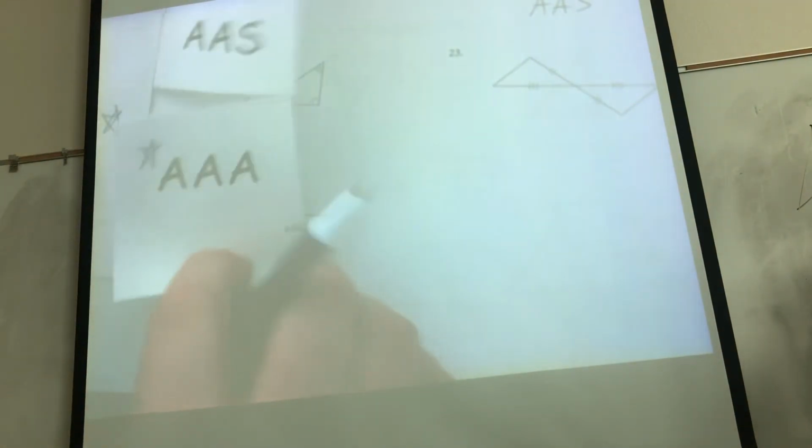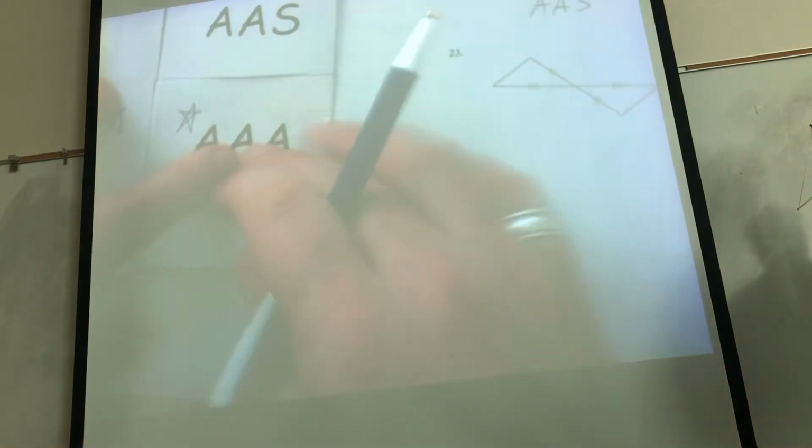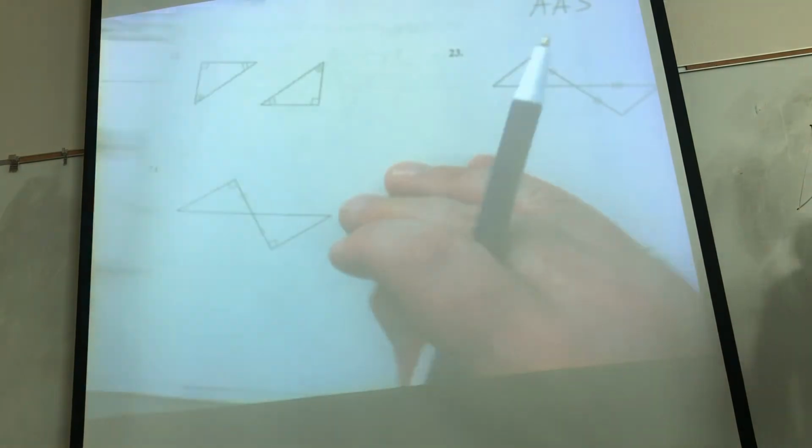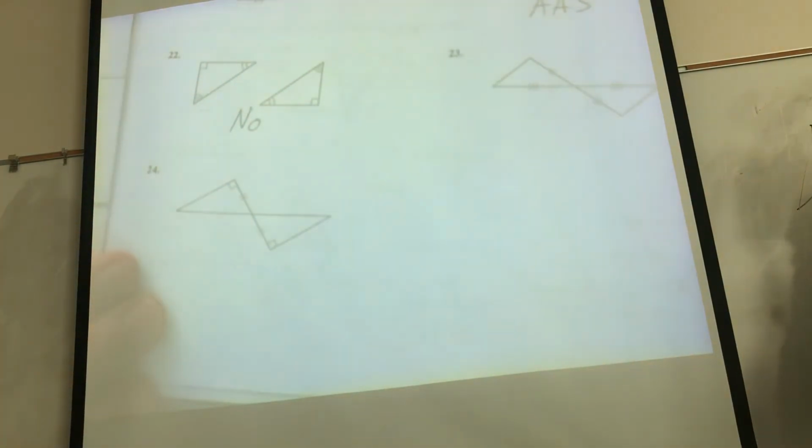On these right here, on number 22, we have angle, angle, angle. It's one of the ones that is a special case. They're not necessarily congruent. They will be similar triangles, but they're not necessarily congruent. So this is just going to be, no, they're not congruent.